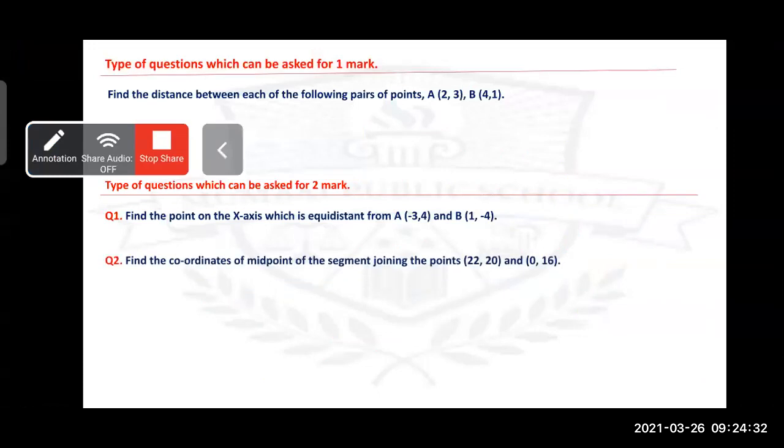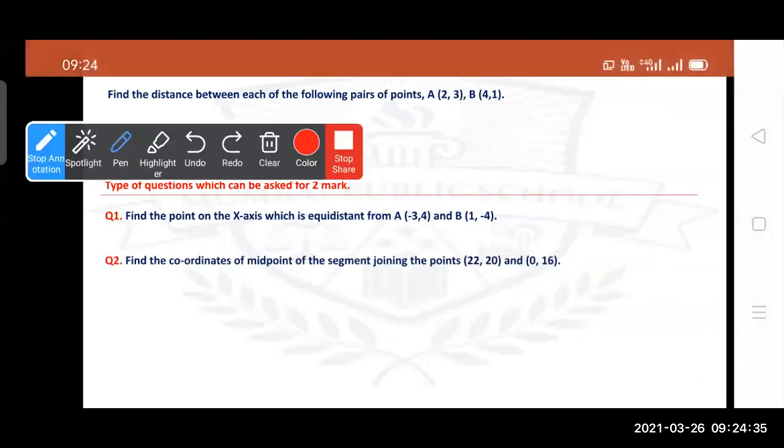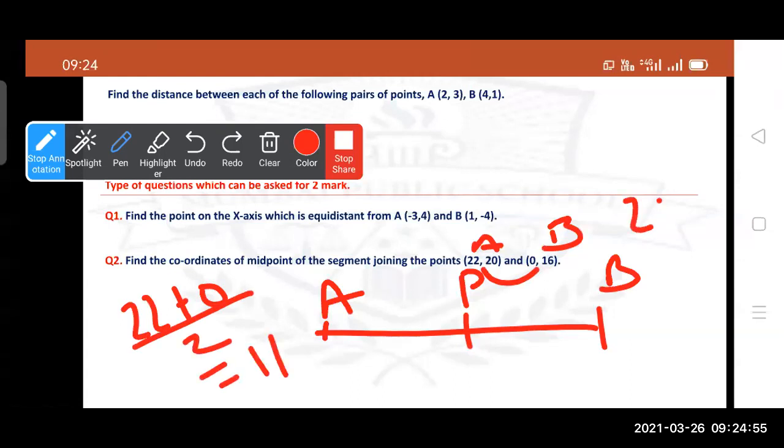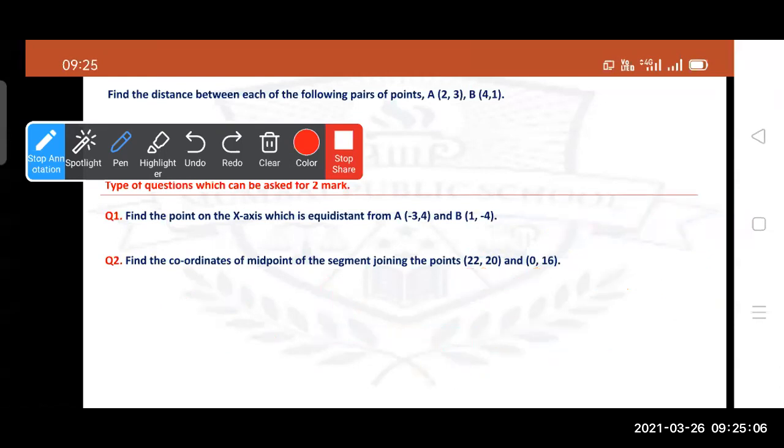Now next, find the coordinates of the midpoint. A simple question. Consider that these are points A and B, and P is the midpoint. So directly you find (22 plus 0) divided by 2, that is 11. And for the y coordinate, (20 plus 16) divided by 2, 36 by 2, that is equal to 18. So the coordinates of point P are (11, 18). Such type of question can be asked for 2 marks.